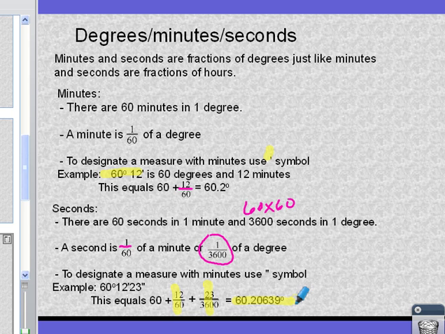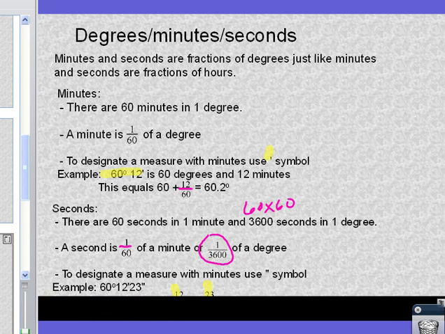And I think these are used in navigation and other things. You'll hear angles being given in degrees, minutes, and seconds. So let's do a few examples of conversions, or actually finding trig functions with minutes and seconds.